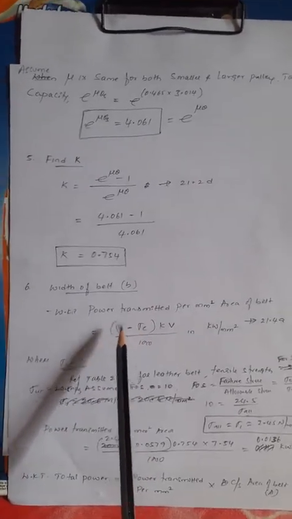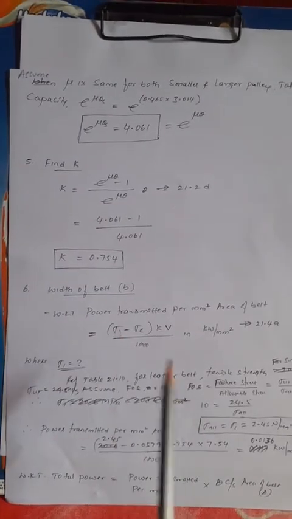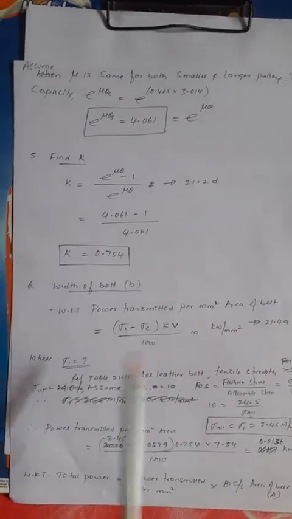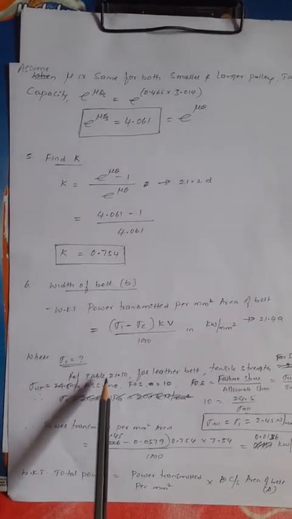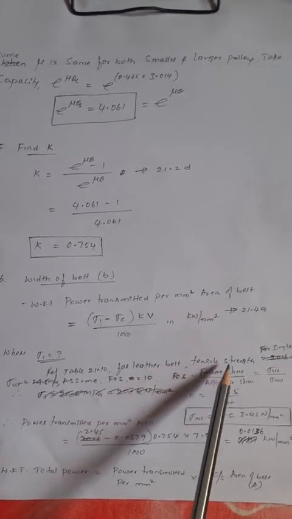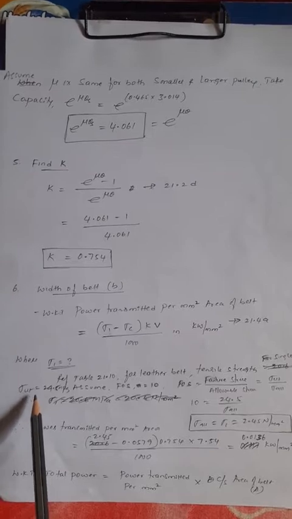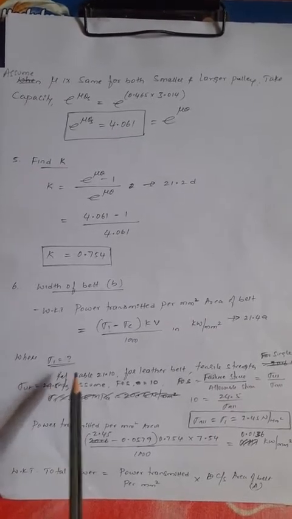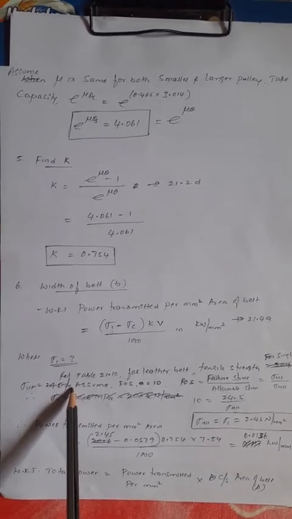Then how do we calculate sigma 1, the allowable stress for the belt material? How do you know this sigma 1? We refer to table 21.10 for leather belt, tensile strength for single belt, and take the ultimate stress as 24.5 megapascal.